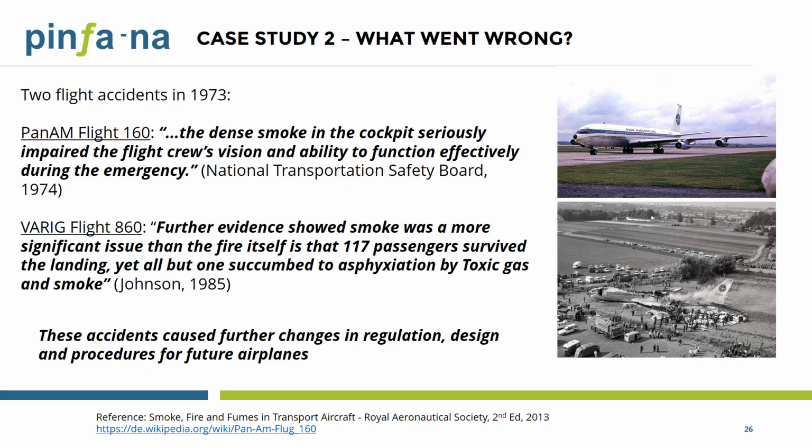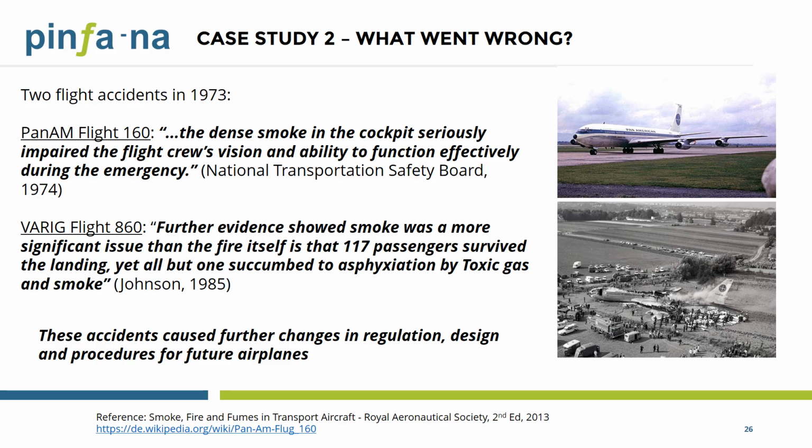Heavy smoke could be worse than the thermal effect of fire for the following two reasons. First, smoke can severely impair the vision of the victim or rescuer, which is an optical effect. This is the case that happened in the Pan American Flight 160, where the heavy smoke in the cockpit seriously impaired the pilot's vision, and the airplane crashed just short of the runway in the emergency landing.